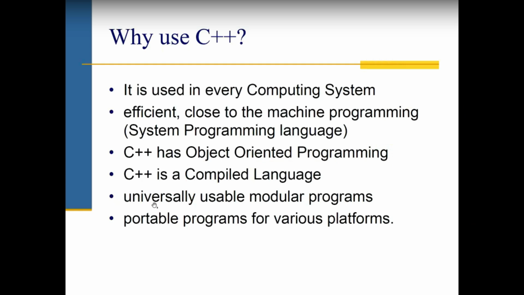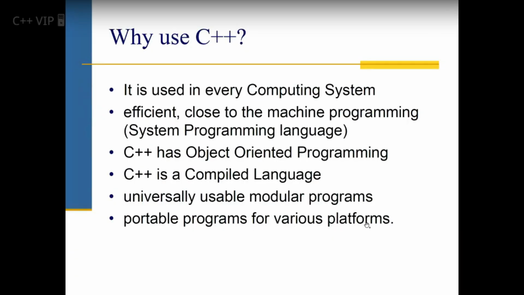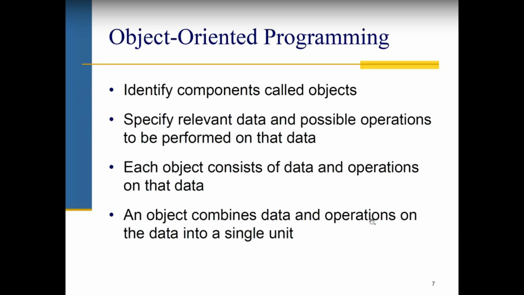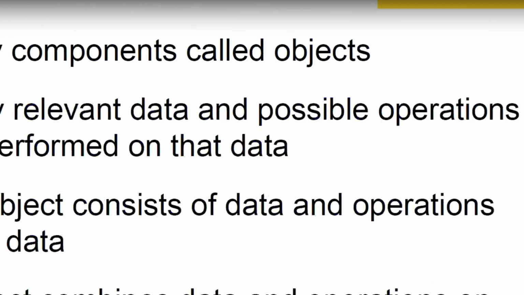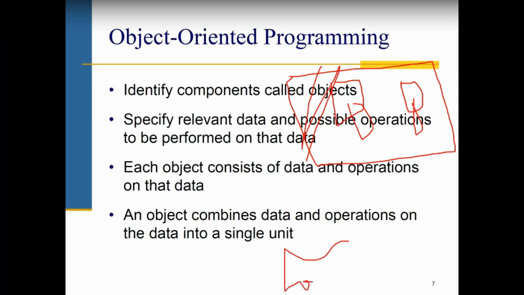C++ is universally usable and portable for various platforms. That is why we use C++. Object-oriented programming helps us identify components called objects. You write portions of code all in one particular container, and that container becomes the object, because we can use the object to access the pieces of code written in it. We took a car as an example. This car is an object. In the car, we have the light, the steering, the brake, the horn, the seat, the tires. All of these are what?